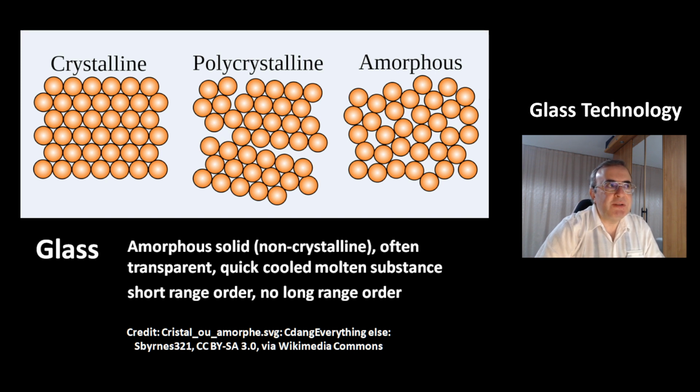This picture shows you different structures of solid materials. At the left, you have the structure with the highest order, that's crystalline structure. In the middle, the polycrystalline structure, and at the right, amorphous structure.